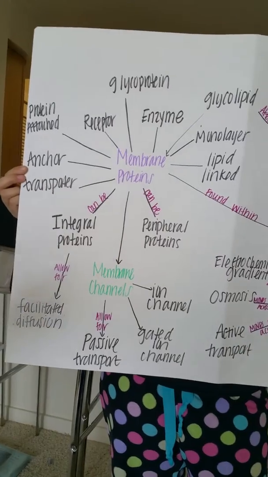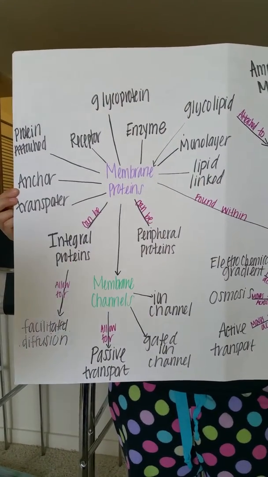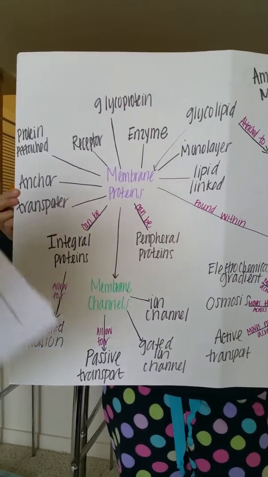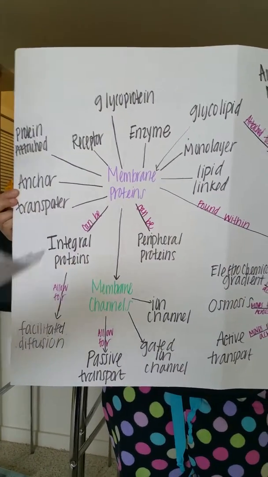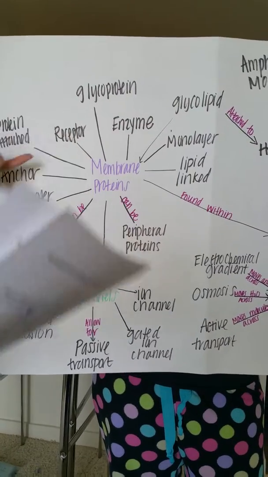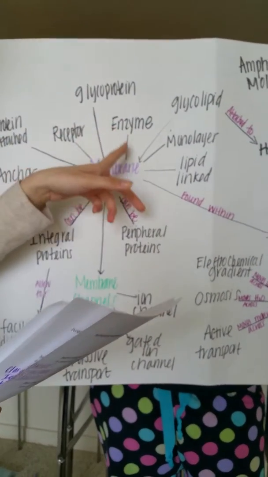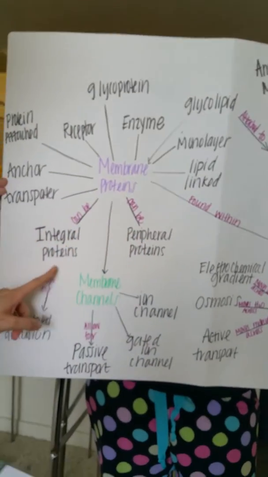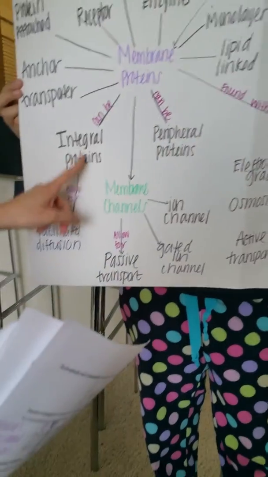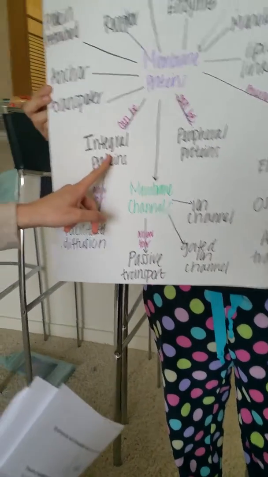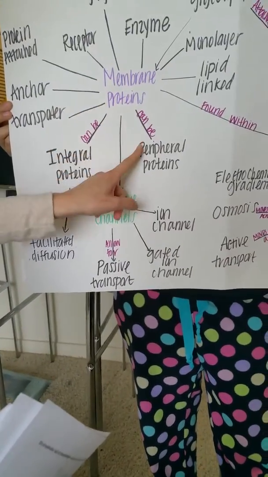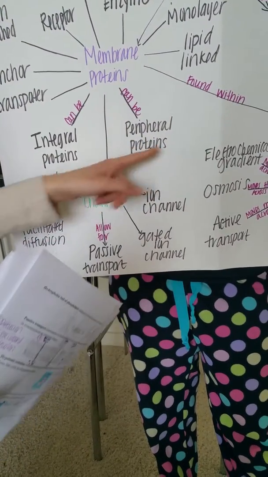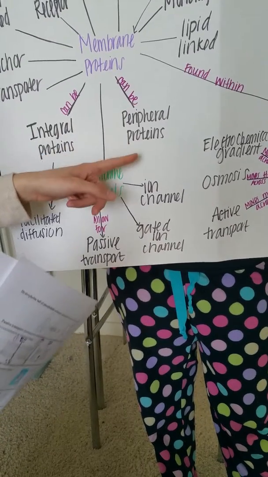which are proteins attached to the bilayer. They're covalently linked to oligosaccharide chains. Membrane proteins can also be integral proteins, which are permanently attached within the bilayer. They can also be peripheral proteins that are temporarily attached only to the surface of the bilayer.